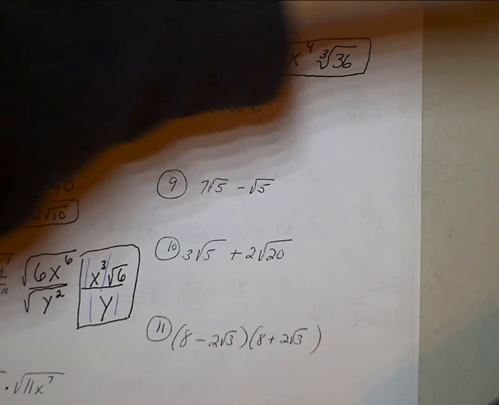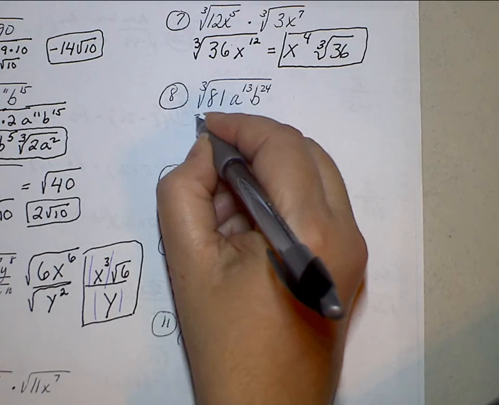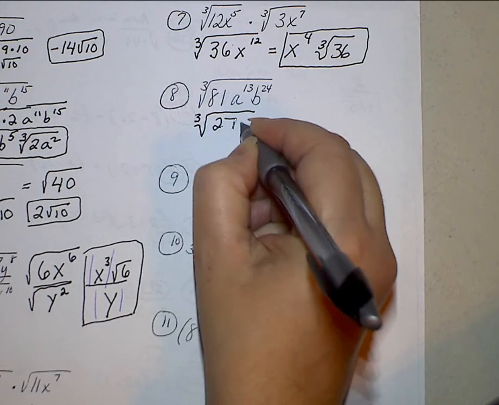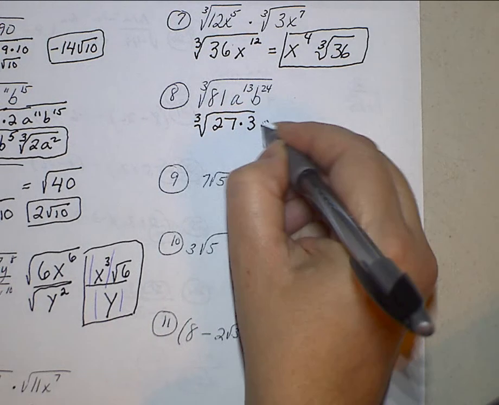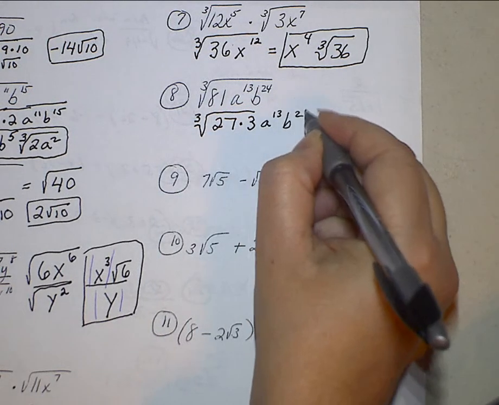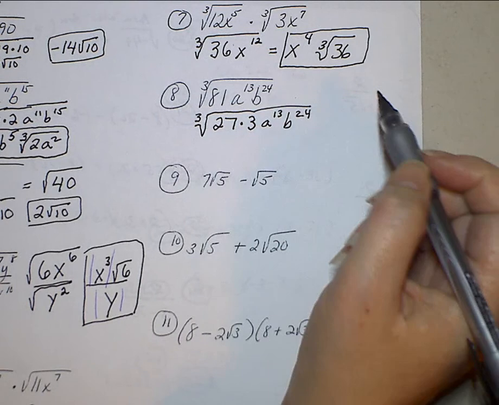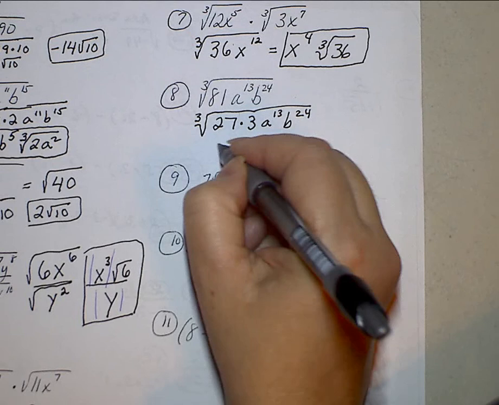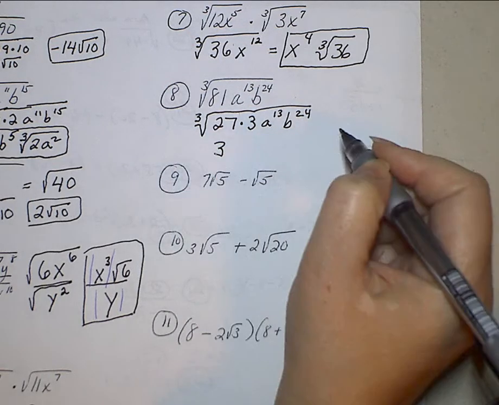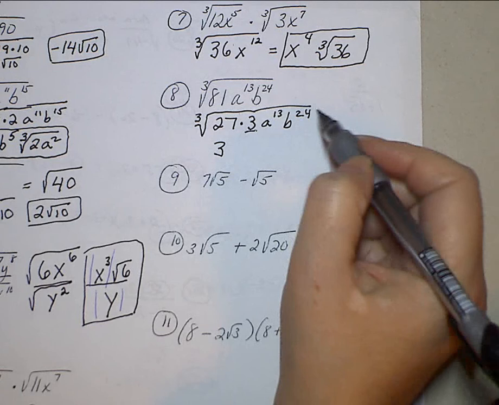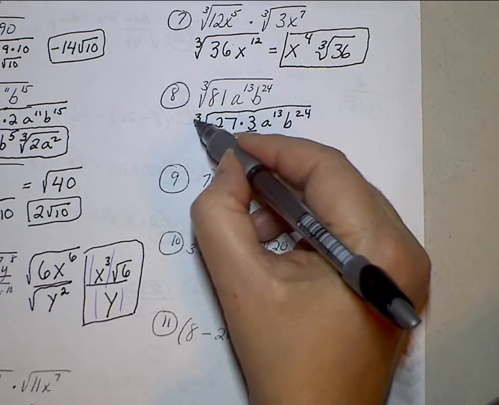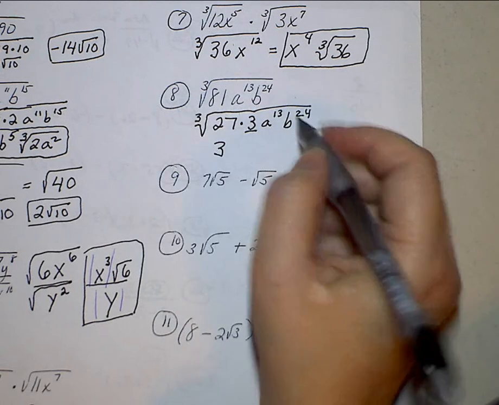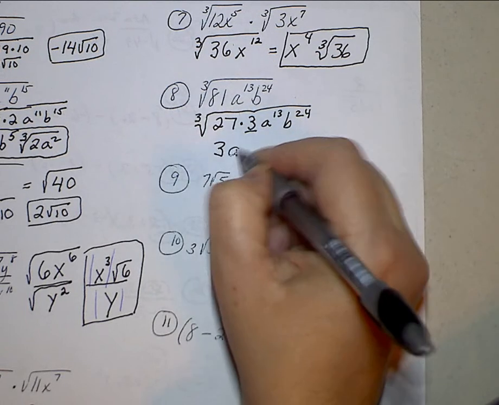So that means 27 times 3, and then I bring down a to the 13th, b to the 24th. What is the cube root of 27? 3. This 3 is going to remain underneath. 3 have to leave at a time. We have 13, so how many groups can leave? A to the 4th. 4 groups can go.